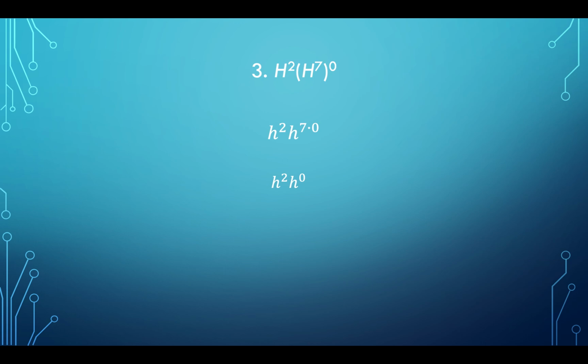Now because we're multiplying variables with the same base, you go ahead and add those two exponents. So we have h to the 2 plus 0. 2 plus 0 gives us 2, so your final answer is h squared.